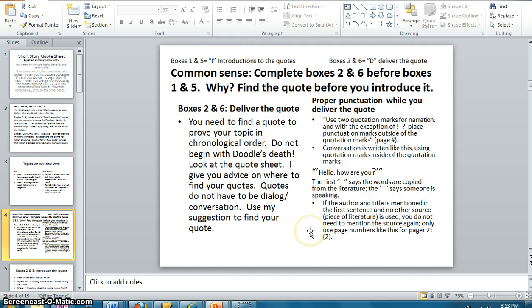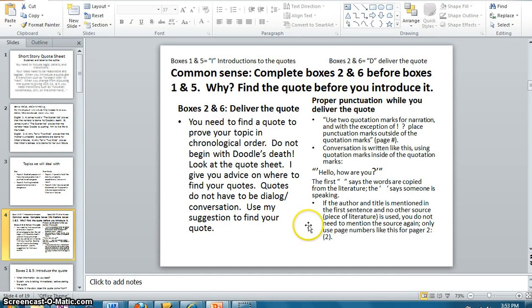If the author and title are mentioned in the first sentence and no other source or piece of literature is used, you do not need to mention the source again. Only use page numbers like this for page 2.